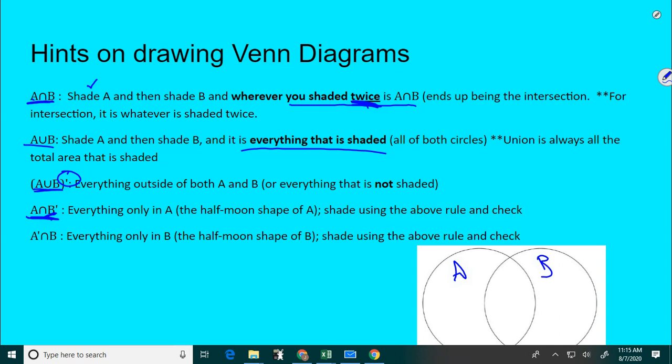I want A complement intersect B, check everything that's A complement. So everything that's not in A. So there, and then that's A complement. And then B, check everything in B, there, and there. Since it was intersection, it's everything that was checked twice. So now it's that little half moon on the other side. Okay? So when you have two things intersecting, but one of them is a complement, it's going to be a little half moon shape.